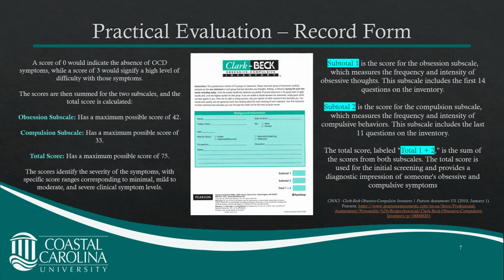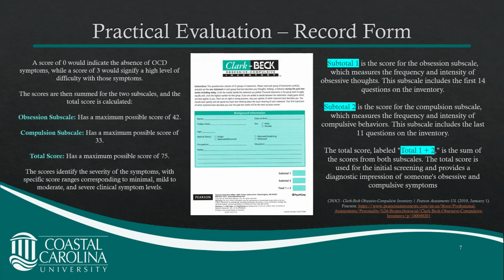Looking a little further into the practical evaluation, I wanted to provide an example of what one of the record forms might look like. However, since these are classified kits, I wasn't able to access the full report, but I'm going to try to break it down as simply as possible. So subtotal 1 is responsible for measuring the obsession subscale, which again is the first 14 questions on the item inventory, and it measures the frequency and intensity of obsessive thoughts.